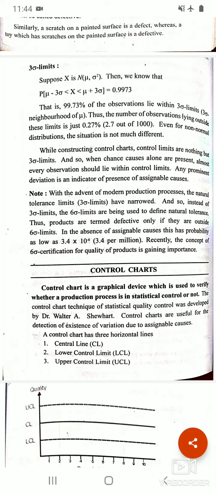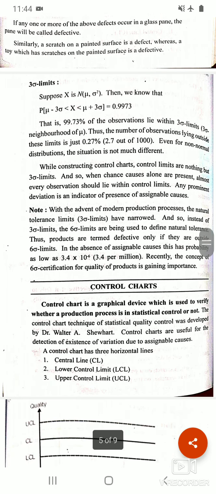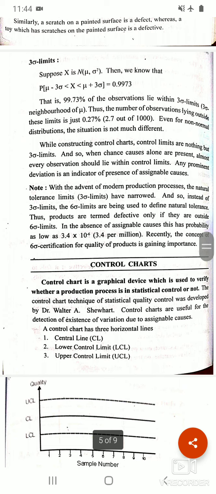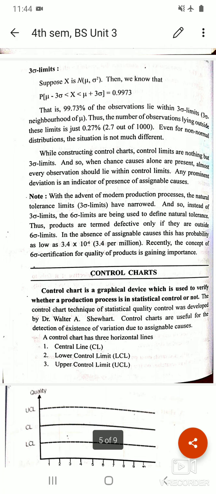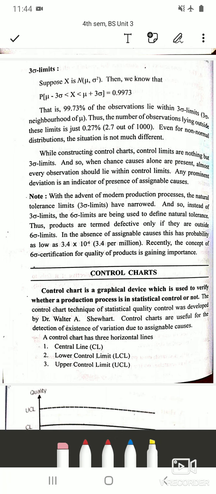So in the previous class we had begun with the third unit, that is control charts, and we had studied the concepts of SQC. Now today we will study the control charts. Before that we will see three sigma limits, which is the base of these control charts. So what are these three sigma limits?